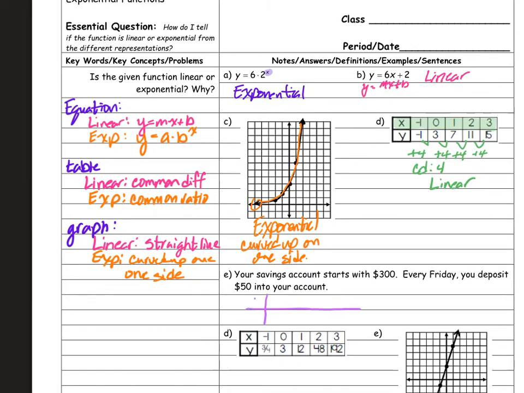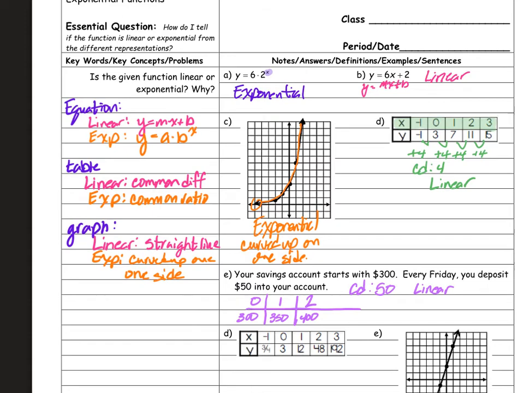So if I started, I deposited $300, okay? So my first deposit, I add 50, right? I put $50 in there, so that means I have $350. On my second deposit, how much do I put in there? Another $50. So that means I have $400. So what's happening every time is I'm going up by 50. So I have a common difference of 50, which means this is linear.